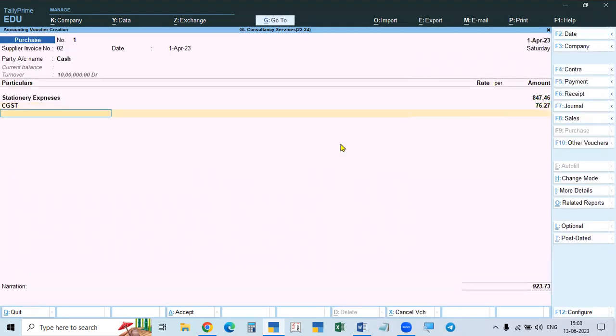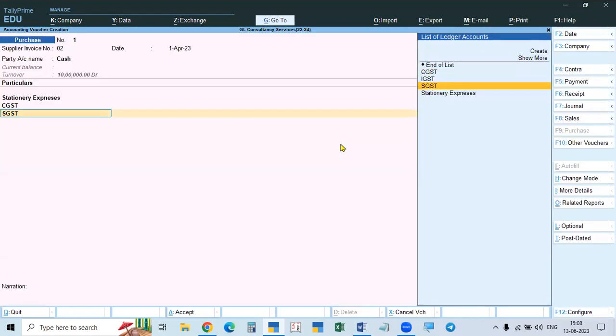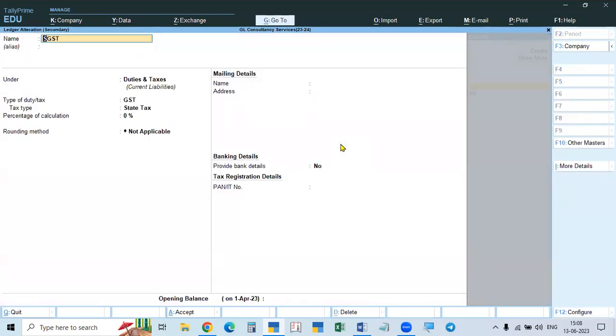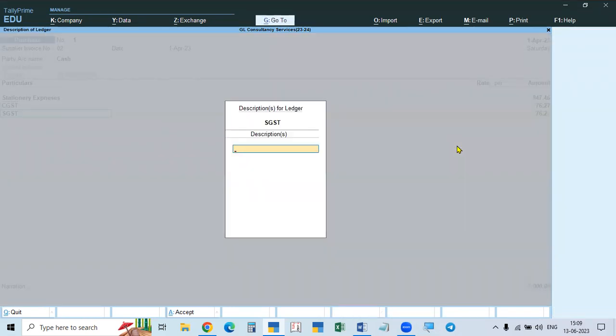And the next one is SGST. SGST is also the same. See here, Control A, if you see the creation page. So SGST, duties and taxes, GST, sales tax, state. Okay, so it is completed.